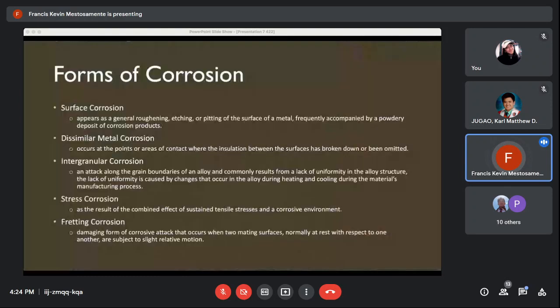Next slide, we have a few forms of corrosion. These are a few forms only, so hindi ito lahat. These are the most common, especially on the aircraft or the aviation industry. First up is surface corrosion.